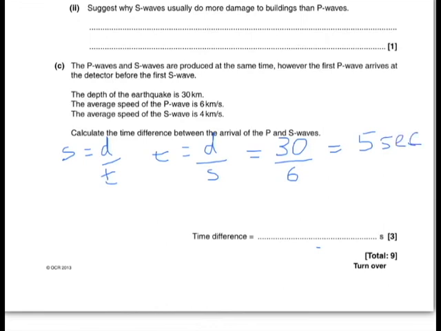And we've got our other wave here, which is travelling also 30 kilometres, but it's travelling that in 4 seconds. So it's travelling that at 4 kilometres per second. So that will take 7.5 seconds. So the difference between the two times, 7.5 and 5 seconds, is 2.5, which will be our final answer.